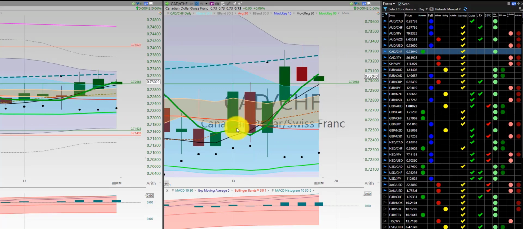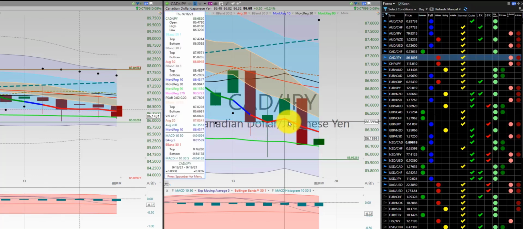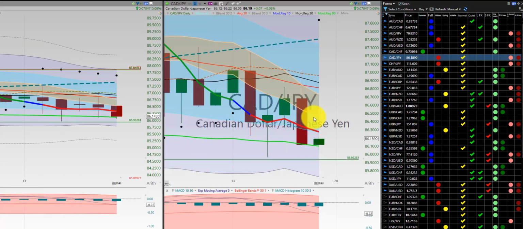Canadian dollar, Swiss franc had initial trade here on Monday, out for a loss on this day, then another trade here, and then out at the 200 for a 1, 2, 3, and hits the target at the 200. Canadian dollar, Japanese yen, no trade here, initial trade here, out for a loss, comes down, no trade here, no trade here, no trade here, and no trade for the rest of the week.